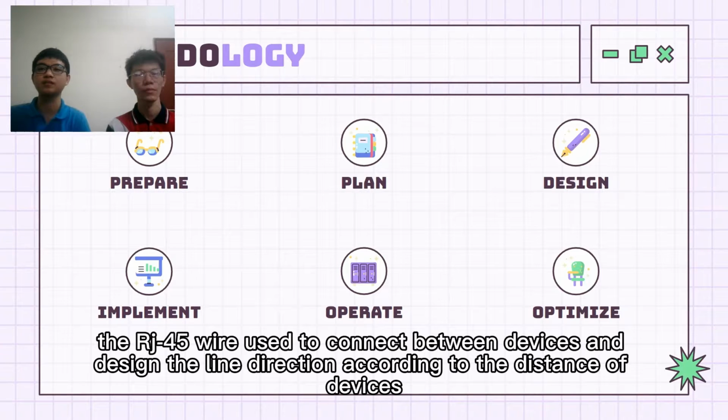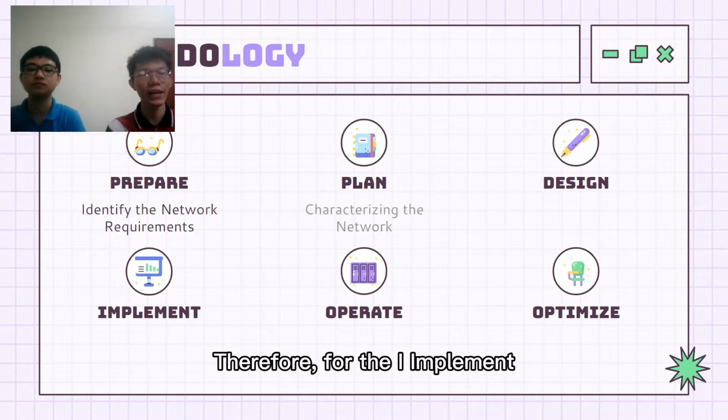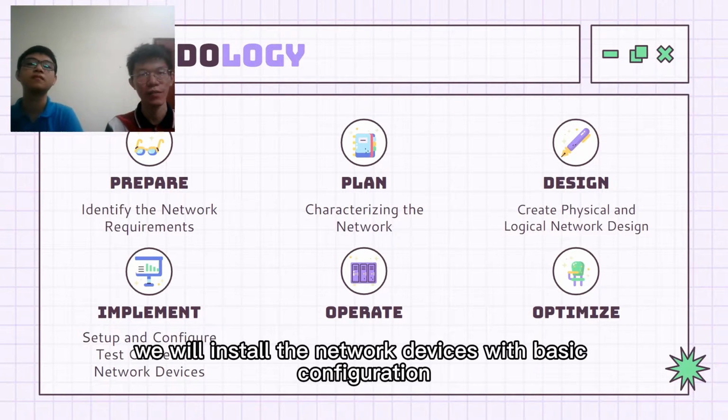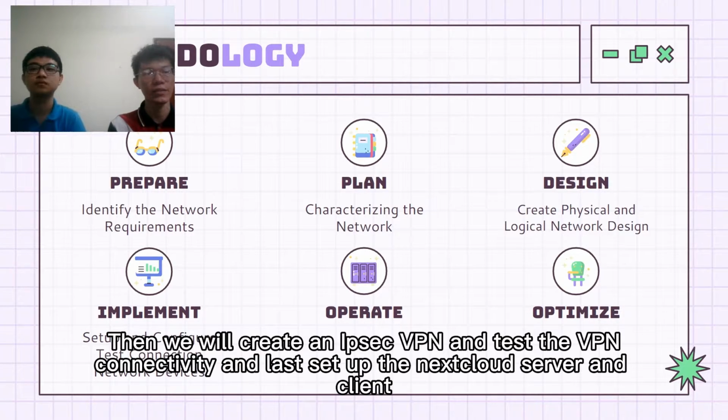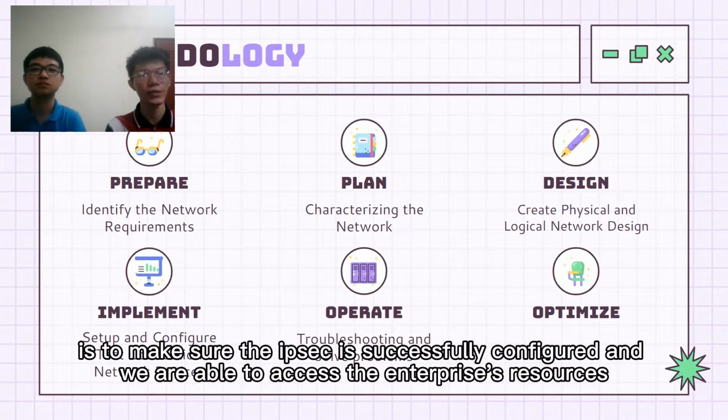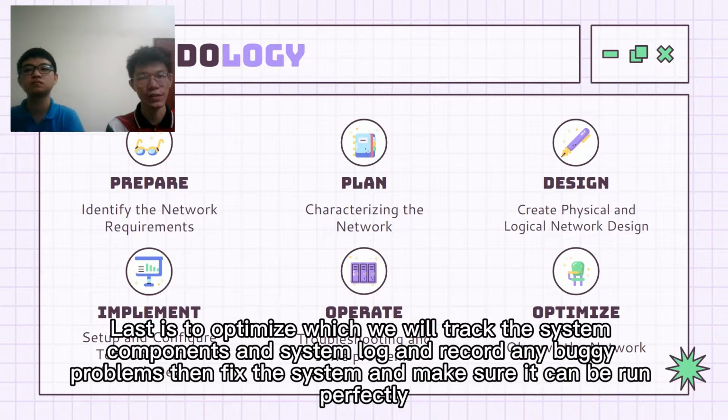For example, the RJ45 cables used to connect devices, and the cable direction designed according to the distance between devices. Therefore, for implement, we will install the network devices with basic configuration and software following the installation plan. Then we will create an IPsec VPN, actively test the VPN connectivity, and last, set up the Nextcloud server and client. Next, for operate, we make sure that IPsec is successfully configured and we are able to access the enterprise resources. Last is optimize, where we will track the system components and the system log and record any buggy problems, then fix the system and make sure it can run perfectly.